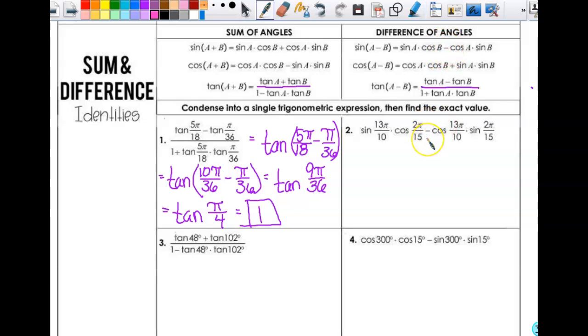This is not what says, hey, this is a difference, because it doesn't all work. If you notice here, for the difference for cosine, there's addition. So difference means that it matches this exactly, and then this is what tells you it's actually a difference. So then I check and make sure this is A, B, A, B. I'm good. I feel like it matches this one exactly. So this is going to equal the sine of 13 pi tenths minus 2 pi 15ths.